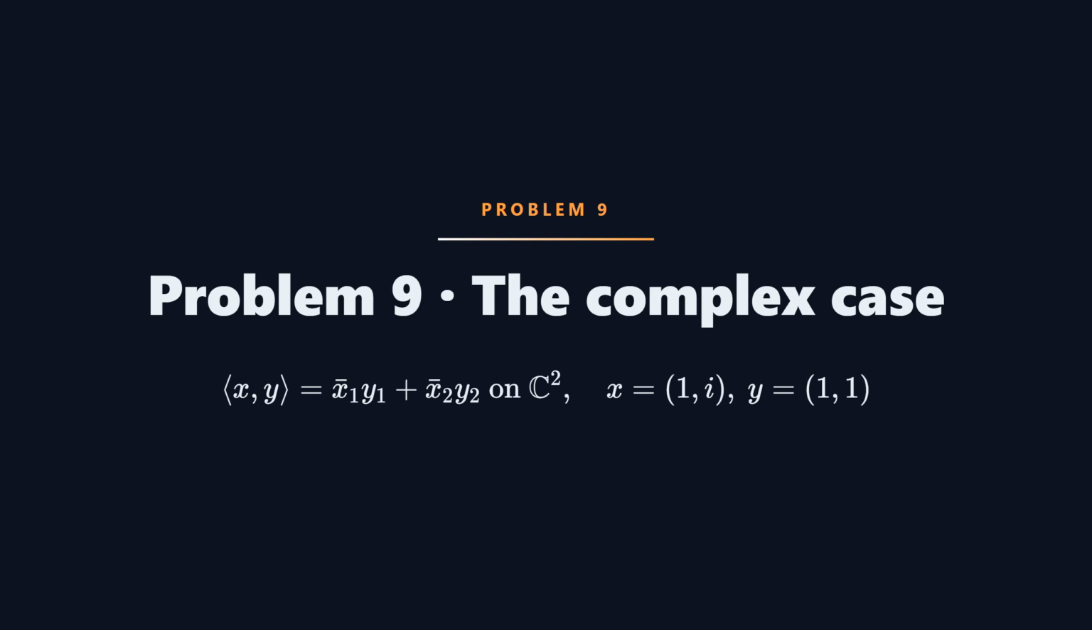Problem 9, the complex case. On complex vectors, the product conjugates the first slot. That's what keeps lengths real. Compute the product of x and y, then x with itself, and the norm. Pause and try.